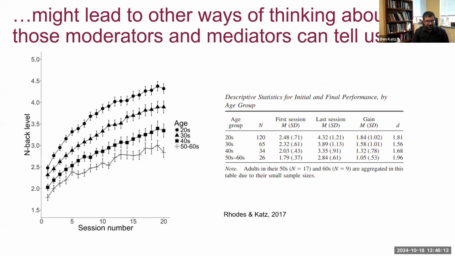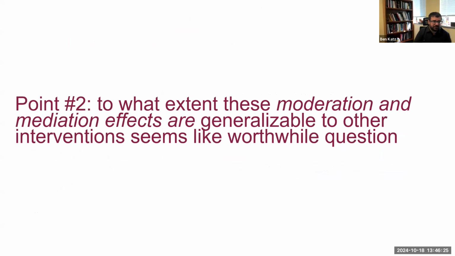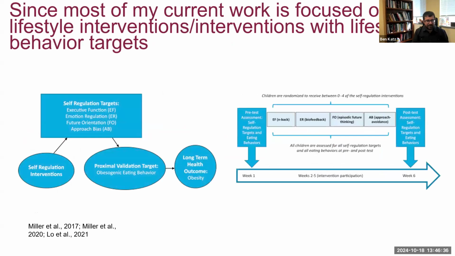And as I did some of this work, this got me thinking about my second point. Of course, we saw that age was a heavy influencer, not only on the baseline effects on the working memory task, but also on learning on that task over time, which raises the question of to what extent these moderation and mediation effects are generalizable to other interventions. And the reason I got interested in this, following up from that other study, is that a lot of my work now is really focused on lifestyle interventions, or interventions with lifestyle behavior targets.